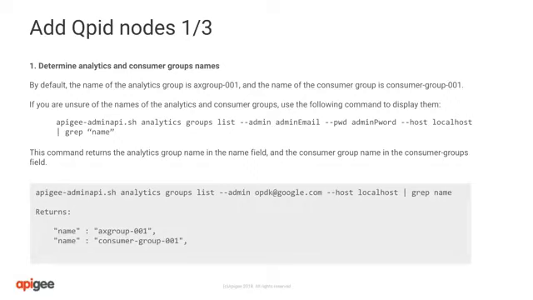In a default installation, these are set to AXGroup-001 and Consumer-Group-001. If you're unsure as to the names, or if you just want to verify the names to be used, you can use the apigee-adminapi.sh tool as shown on the screen. The tool takes the arguments analytics, groups, and list, and additionally the username to be used for the call. Piping the output to grep name cleans up the complete output and just displays the group names.